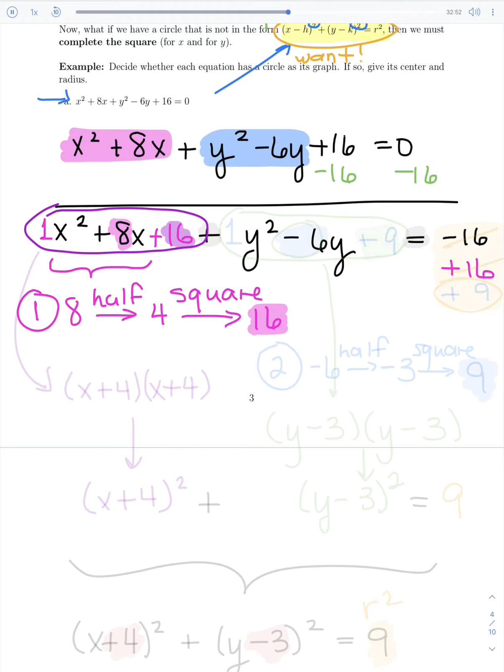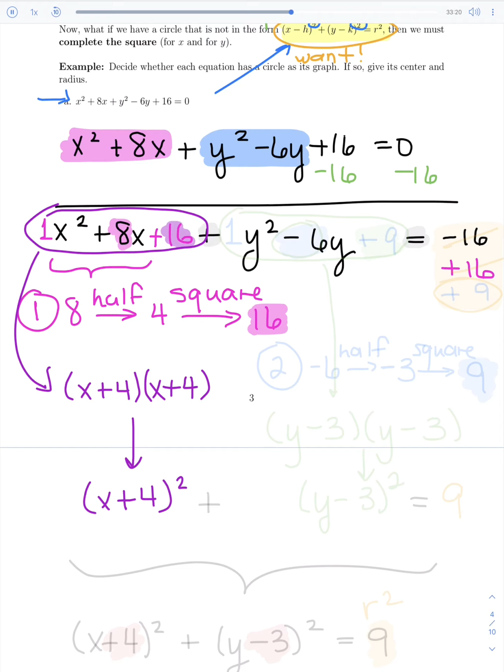Well, that's two positive 4s, which means that this guy over here will factor out as an x plus 4 times another x plus 4, which can be rewritten as x plus 4 squared. Now the problem with this is we're not done. We still need to do the same exact concept all over again, but for the y's.